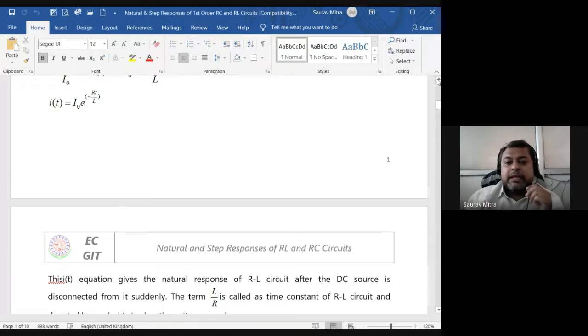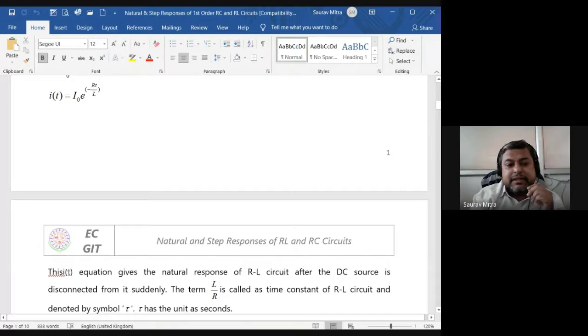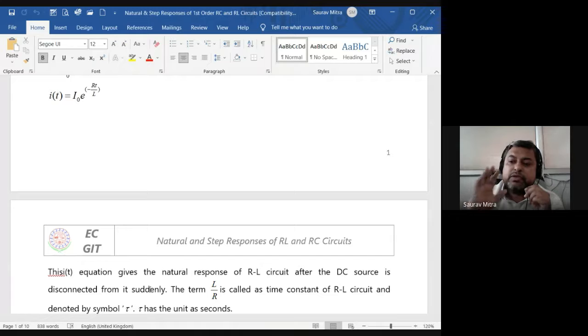So one thing, one line you can write down. It is written here in the next page. That is this i(t), whatever i(t) is shown here. This i(t) actually gives the equation of natural response of RL circuit after the DC source is disconnected from it suddenly. So previously the source was connected, you had fed it, now switch it off.